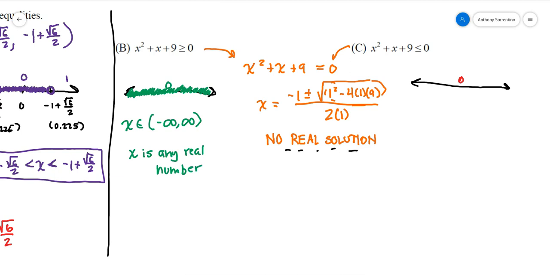Whereas in the other instance, if I plug 0 in and I have what I have in C, well, 9 is not less than or equal to 0, which means I'm not going to be able to have anything work for this. So this would have, that's a simple option for no solution. You could just say no real solution.